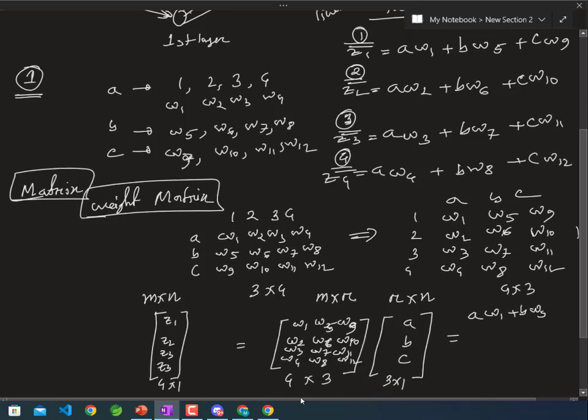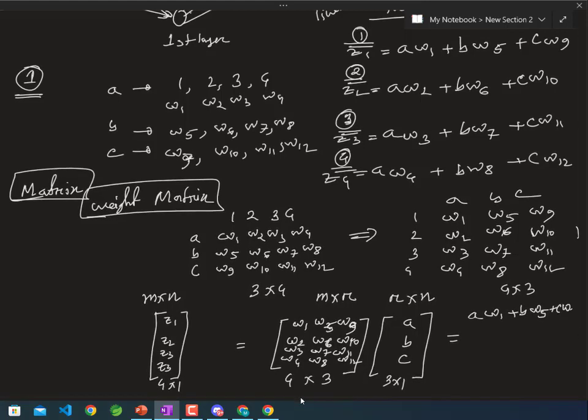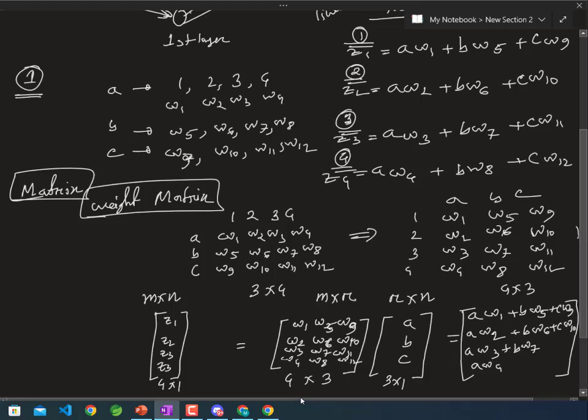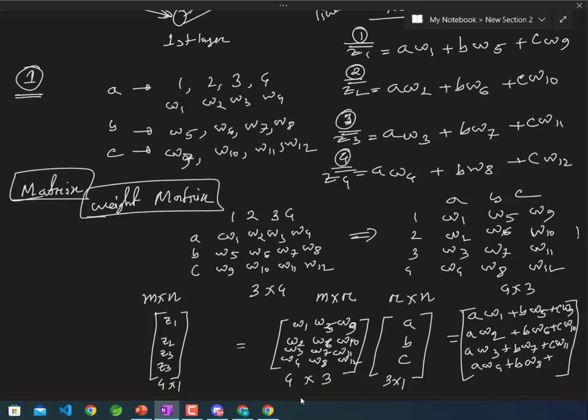And for here, we can also say AW4 to AW3, AW4 plus BW6 plus CW10 plus BW7 plus CW11 plus BW8 plus CW12. So this is how the equations can be reassembled with the help of matrix.